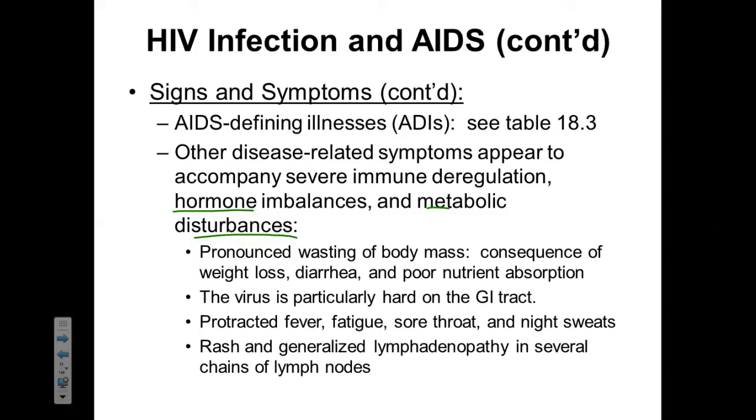And this goes directly to and leads directly into that chronic wasting of the patient's body mass. There's very protracted periods of fever and fatigue, general malaise, sore throat, night sweats. These are all symptoms that get progressively worse and worse as HIV progresses to full-blown AIDS. There's also some generalized rashes that can occur within the patients, lymphadenopathies, and can occur in several chains of lymph nodes as well.